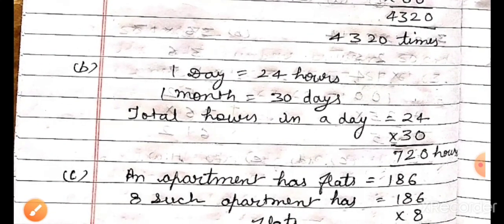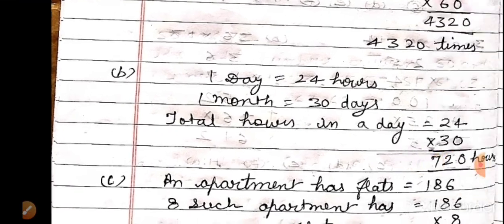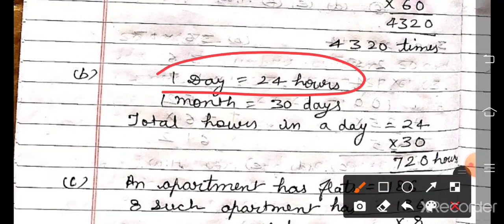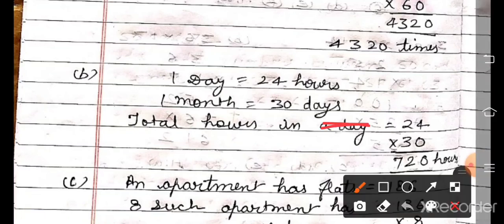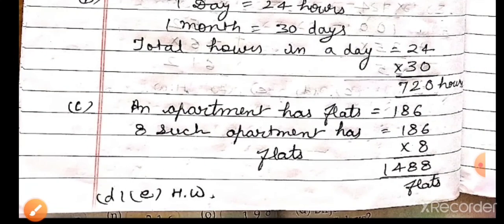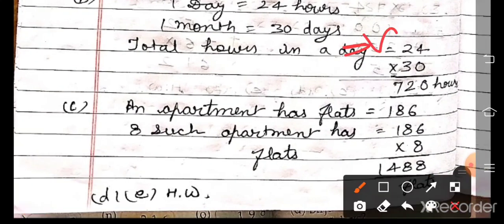Now question number B. If a day has 24 hours, how many hours does a month have? So a day equals 24 hours. 1 month equals 30 days. Total hours in a day 24 multiply 30. Sorry, in a month. Okay, wrong mistake is here. In a month, 24 multiply 30 equals 720 hours.